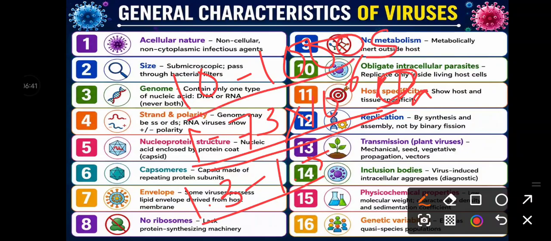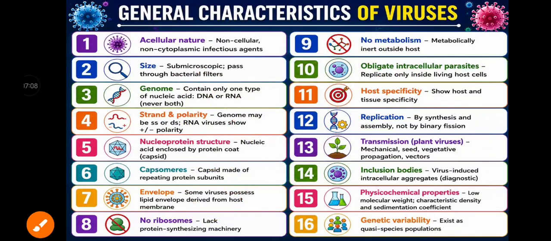So the molecular weight is very low. It ranges from 1 to 73 into 10 to the power 6 dalton for plant viruses. Then about the density, it ranges from 1.3 to 1.5 gram per centimeter cube. And about the sedimentation coefficient, it ranges from 10 to 1000 S.